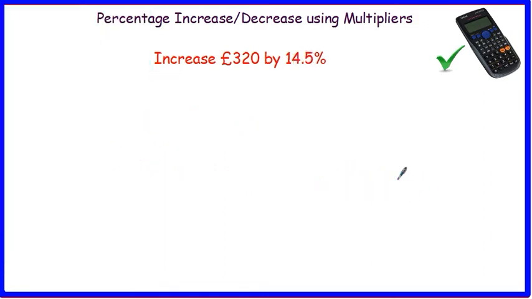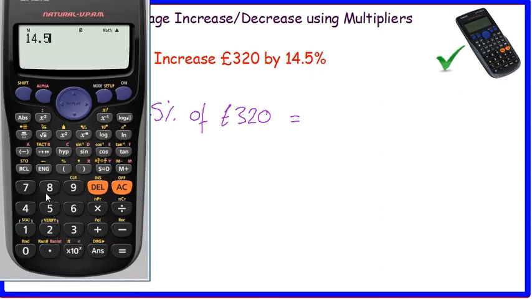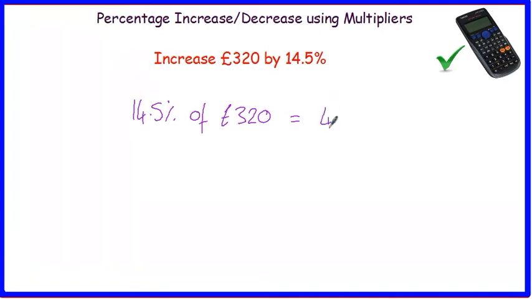Very straightforward. Increase it by 14.5%. So I just need to know what 14.5% of 320 is. So saying again, 14.5% of 320 is equal to £46.40.